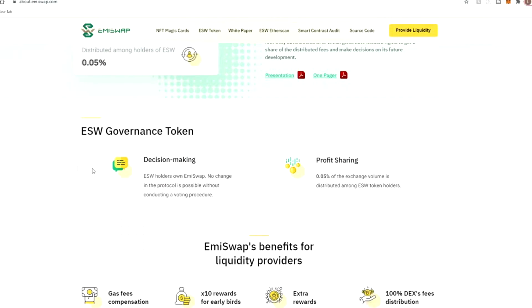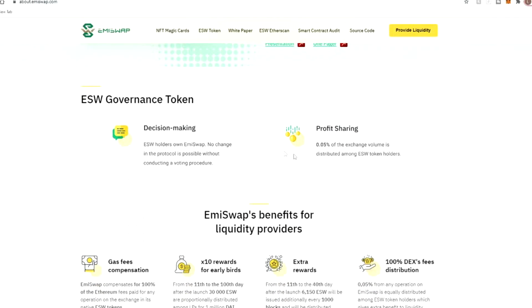Another bonus of holding this ESW governance token, which is their own cryptocurrency if you do not remember, is that you'll get 0.05% of every single trade that's happening on this exchange. And you will also be able to help make decisions for the company. ESW holders own EmiSwap, and no change in the protocol is possible without conducting a voting procedure. So basically you'll be able to vote. This gives you the chance to vote on the next steps for this company.